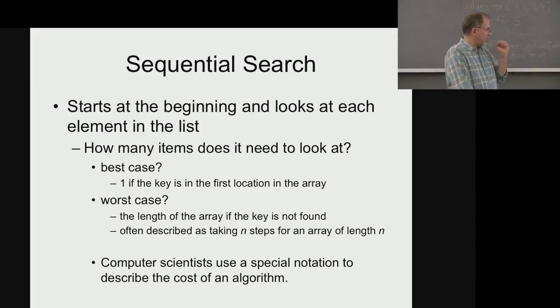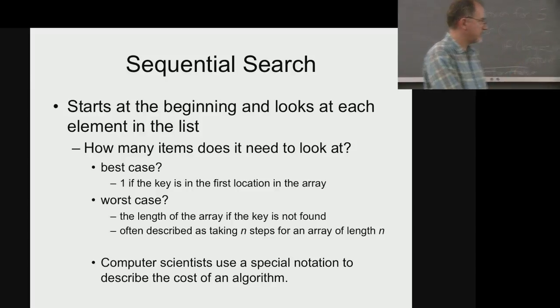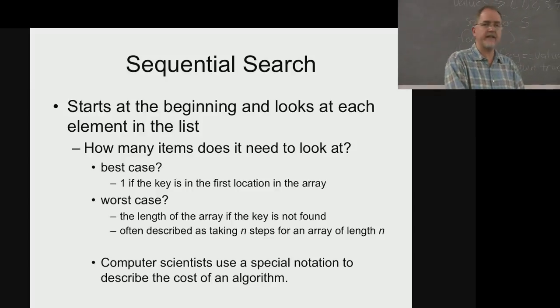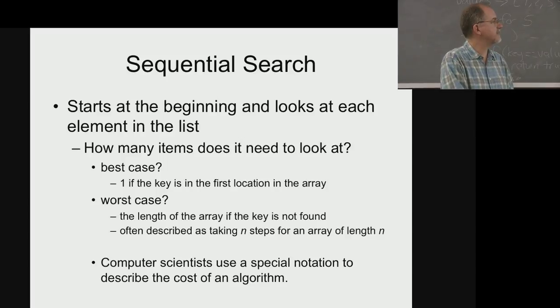So, if it's the first location, it's 1. If it's the worst case, we say it's the length of the array, right? And a lot of times we say, for an array of length n, we're just using some unknown length, some variable, like in algebra. It takes n steps, n repetitions of the loop to decide that it's not there.